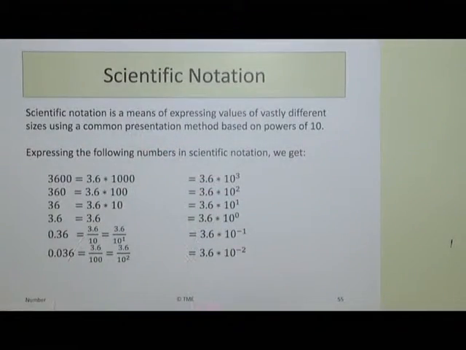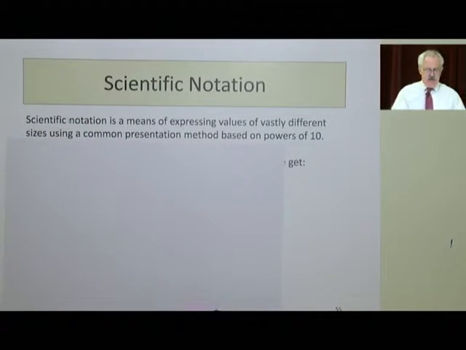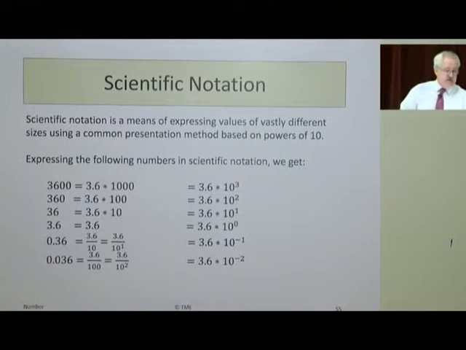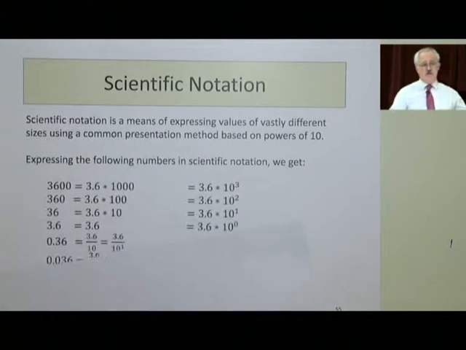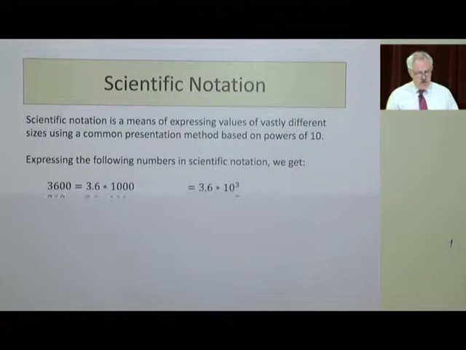Looking at scientific notation in numbers, scientific notation is just a nice way, a means of expressing values of vastly different sizes using a common presentation method. So we're talking about sometimes the distance from here to the sun, which is so huge to write with all the noughts, or maybe the tiniest distances in an atom. They need to have the same scale for that. So they say, how do we do that in a common system?